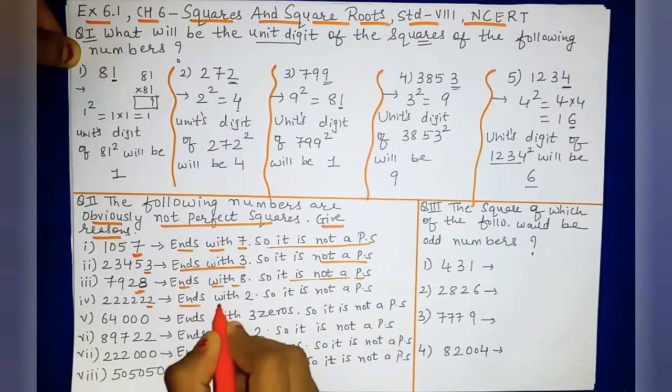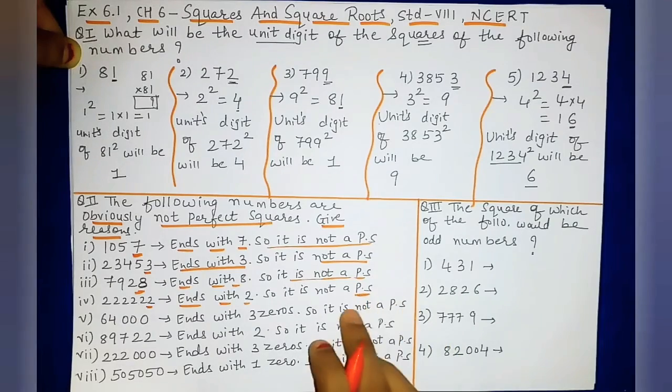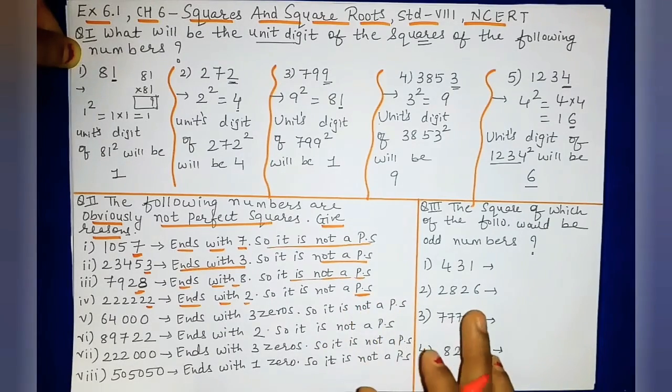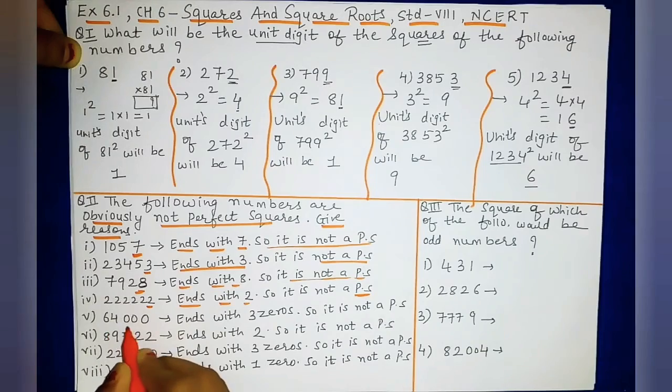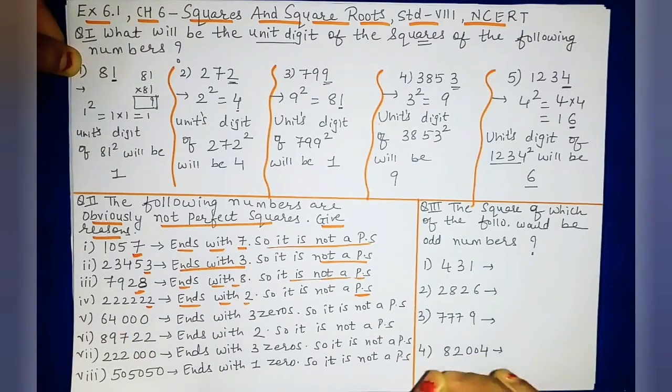So it ends with 2. So that is why it is not a perfect square. PS I have written, PS means perfect square. Now here 64,000. 0 can come in the last digit of any number.